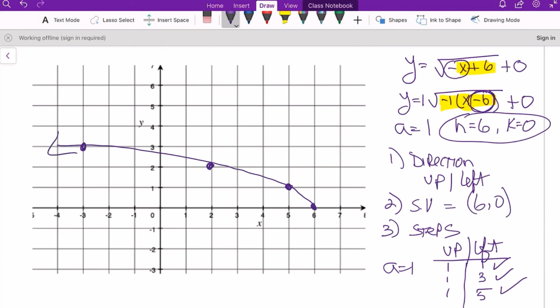So that's the basics of it. So a little tip again, whenever you have a negative coefficient under the radical in front of x there, a little tip that I like to do is I just like to factor out that negative, and then it makes it easier for me to determine what my start value would be.